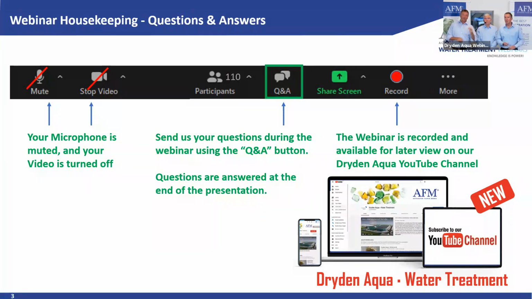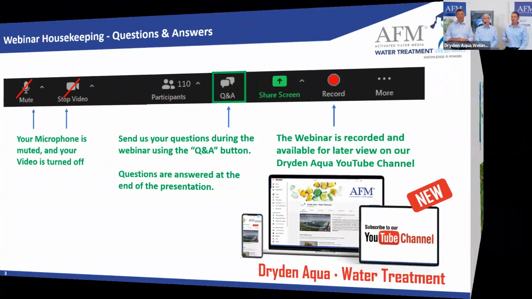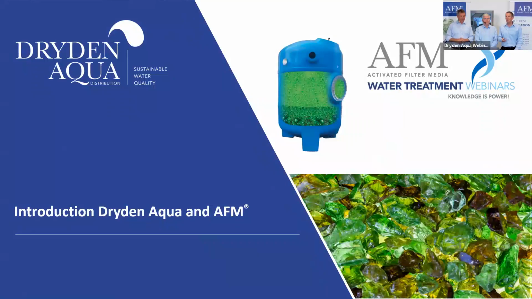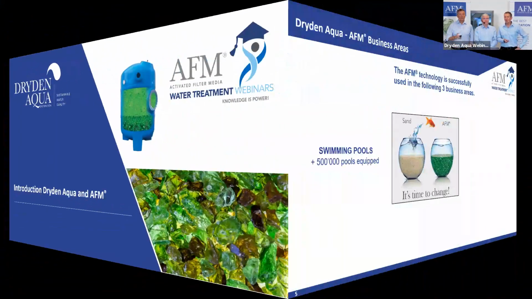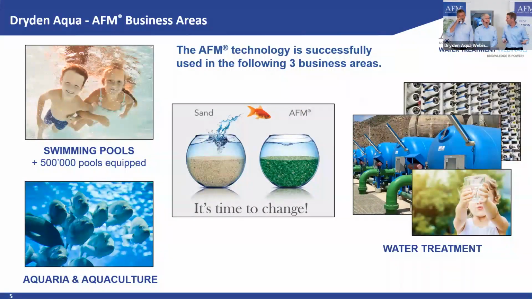For those of you who have not been able to attend the first session, here's just a quick summary. Who is Dryden Aqua? What are we doing? We are active in three business areas. The company actually started in aquarium and aquaculture with Dr. Howard Dryden, our brain, genius, marine biologist, the very best chemist I've ever met. He started in aquarium and aquaculture. Actually, it was called Dryden Aquaculture. Now it's Dryden Aqua.